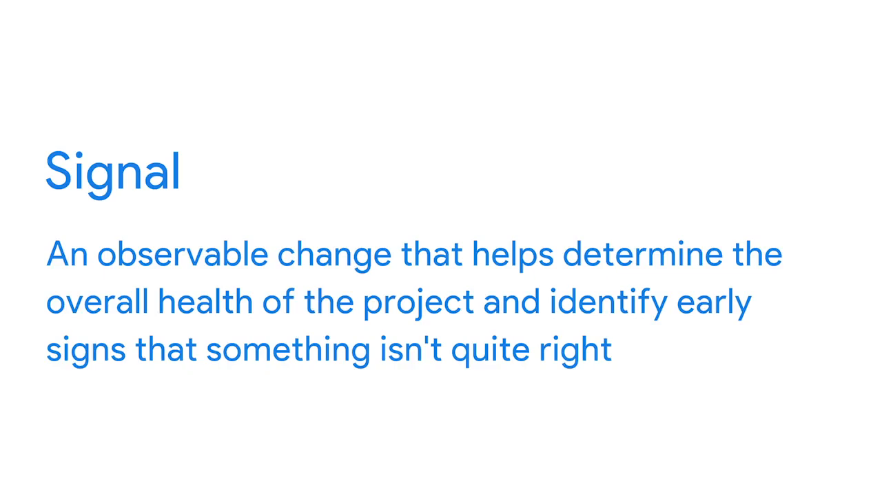There are all kinds of information and facts that you can gather as a project manager. But it's important for you to be aware of the signals that threaten the overall success of the project. A signal is an observable change, and it can help you to determine the overall health of your project and identify early signs that something isn't quite right. Being aware of the different types of data you have access to and knowing which signals to respond to are key to deciding what data is most important.